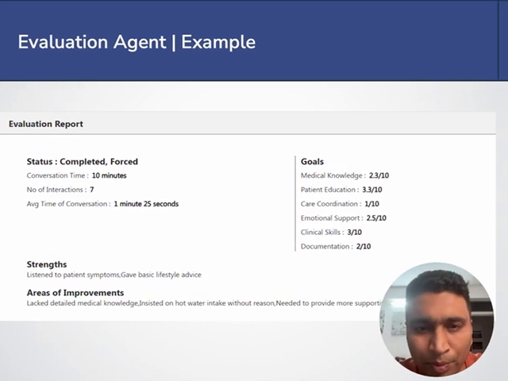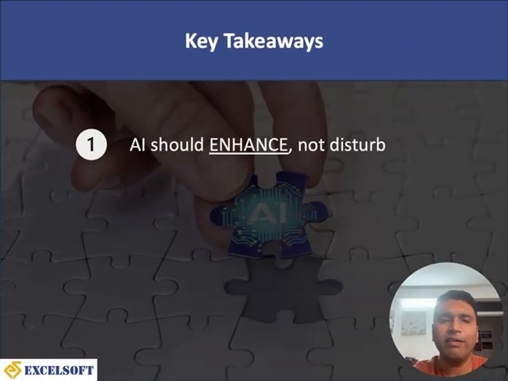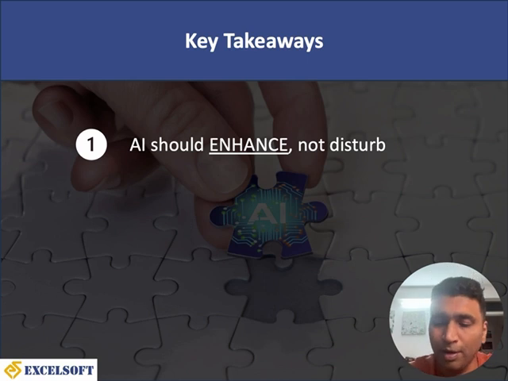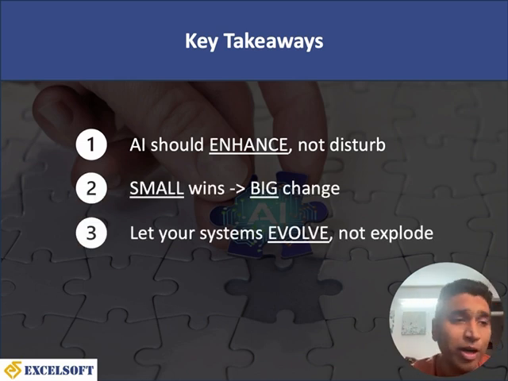So we'll look at the key takeaways here. AI should enhance, not disturb. If you have something going on well in your organization, don't disturb it. Use micro apps, incremental innovation. Use small wins to achieve a bigger change. Let your systems evolve, not explode.